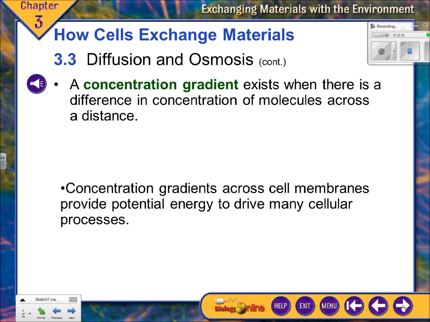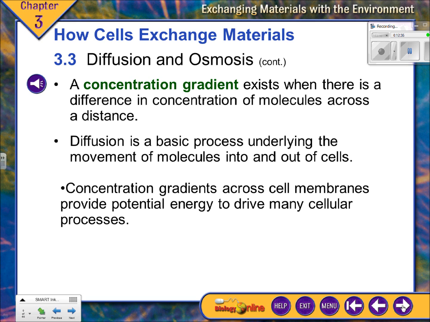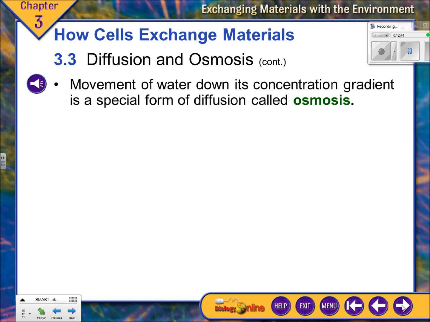Think about it. A grade, a hill, a higher spot and a lower spot. Concentration gradient. Now we're talking about the concentration. How much of something is there? Okay, so that's all it is. The concentration gradient is what drives the movement. And we're using free energy to make it happen. We're not having to put more energy into the system.